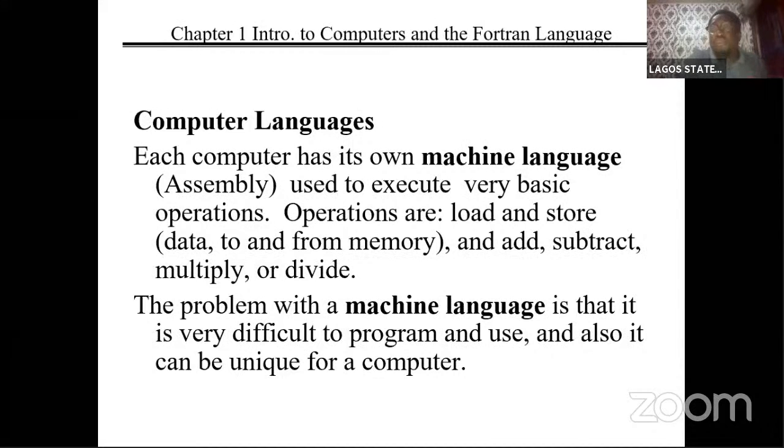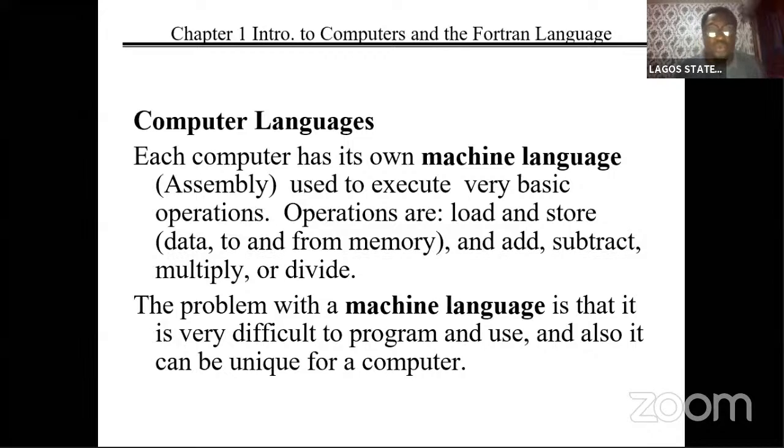It can speak a language of its own. And that is why we say each computer has its own machine language. This machine language is called the assembly language. And ladies and gentlemen, I am expecting that at this point you will be taking notes. This assembly language is used to execute the very basic operations.